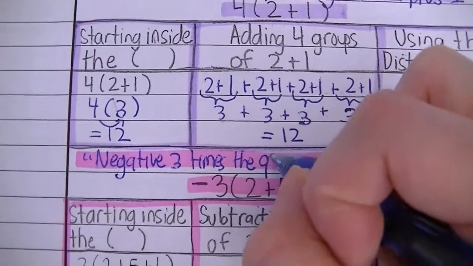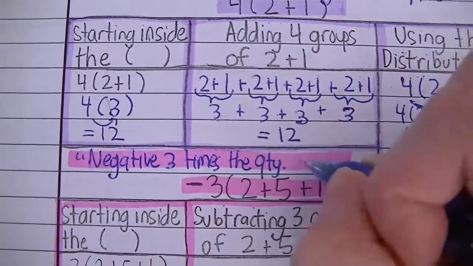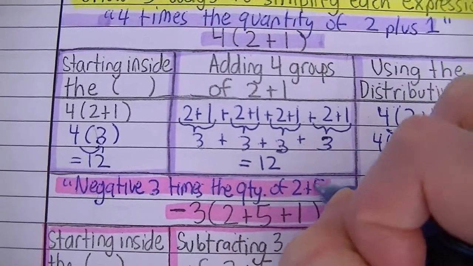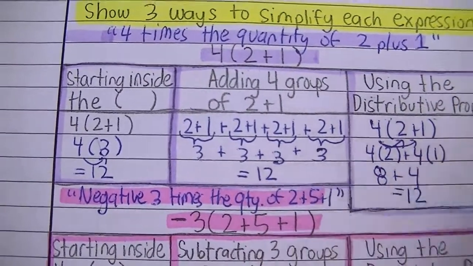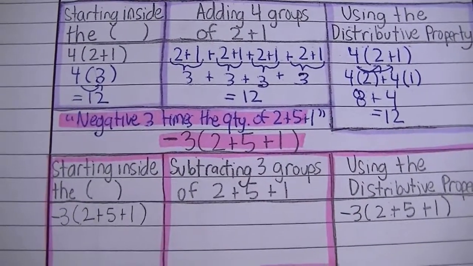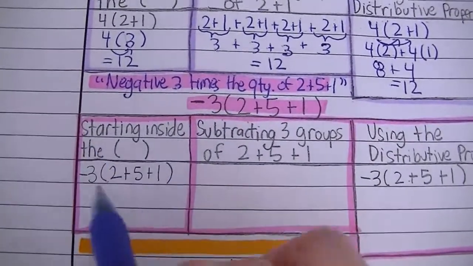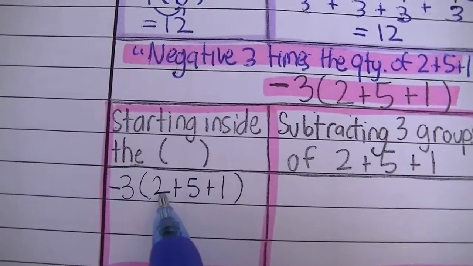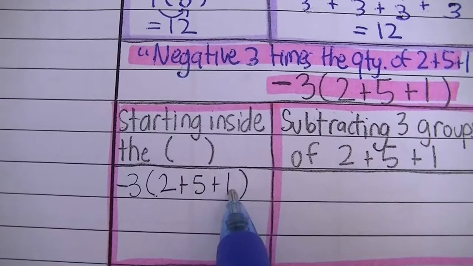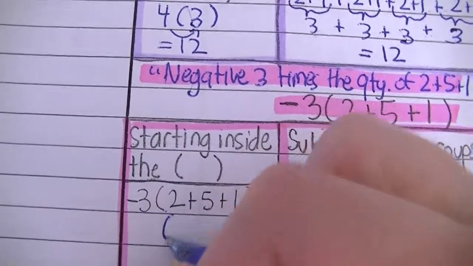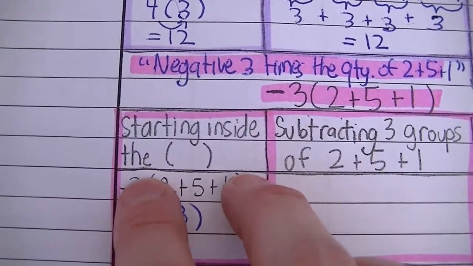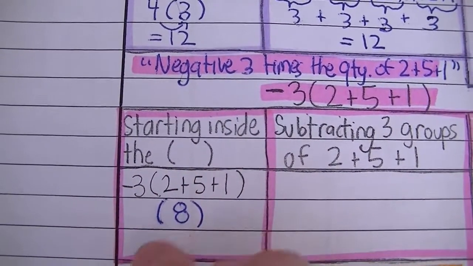I'm going to abbreviate quantity like that. That means quantity of 2 plus 5 plus 1. Now let's go ahead and start inside the parentheses for this first little box right here. 2 plus 5 is 7, plus 1 more is 8. So I'm going to just show that I've simplified that. Simplifying means when you take all that junk and just simplify it so it looks more simple looking.